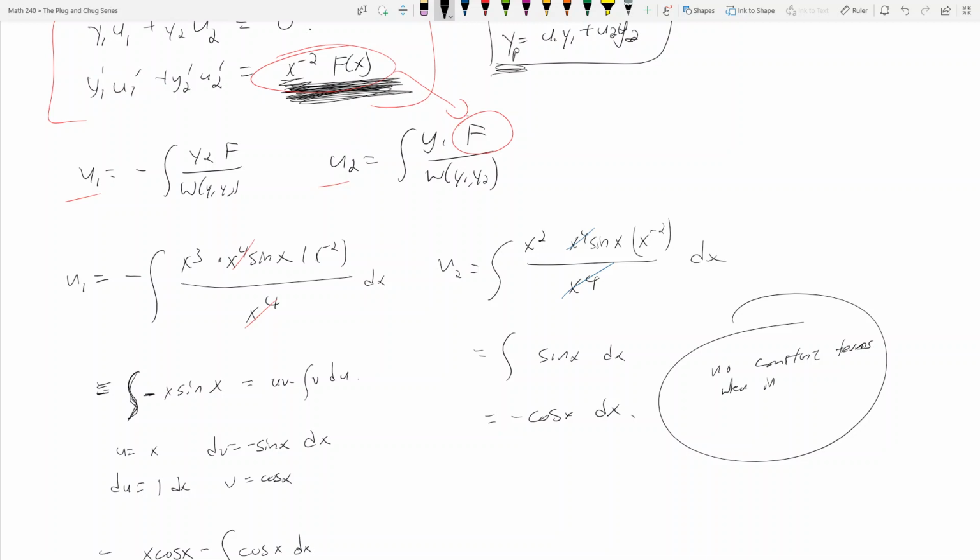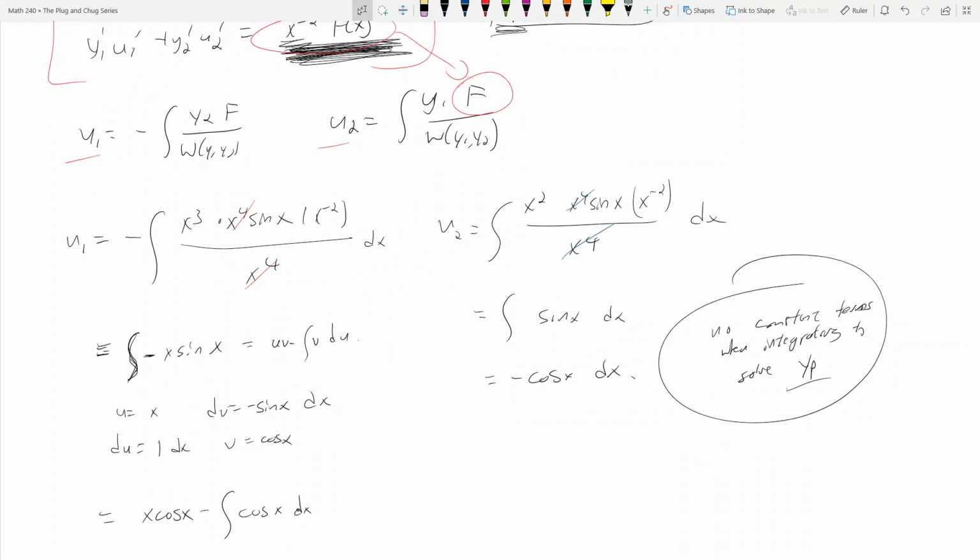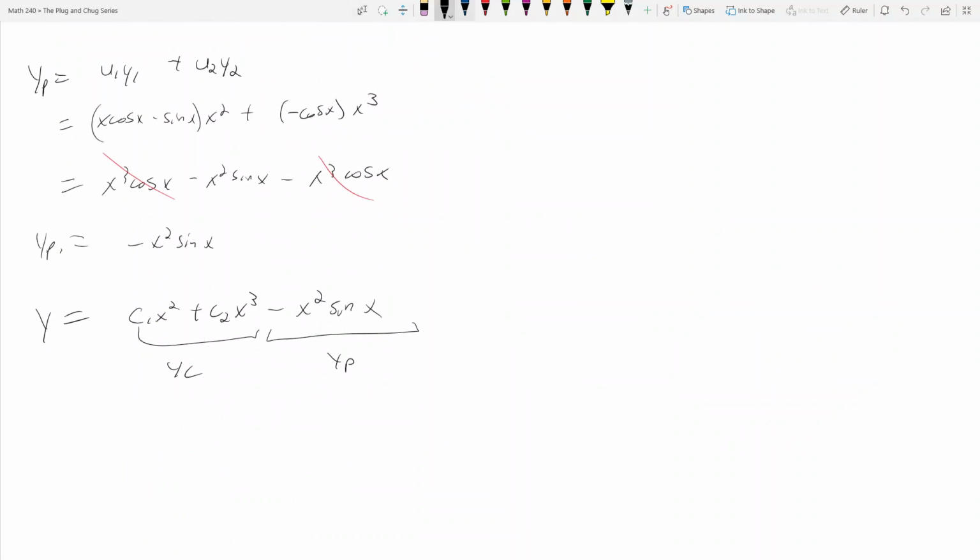When integrating to solve for yp, the particular solution, okay? And remember, in the reduction of order video, there was a constant term because reduction of order is different, which is actually method 2, using reduction of order.